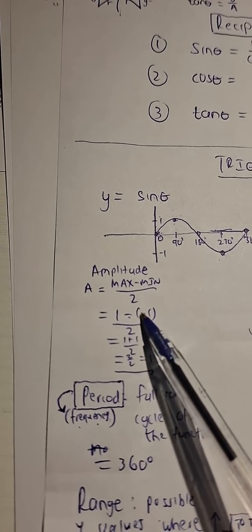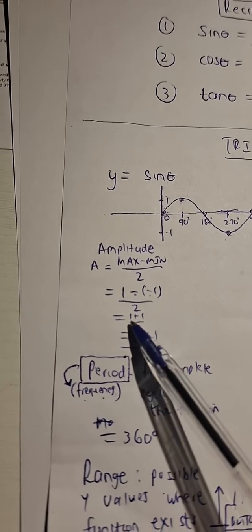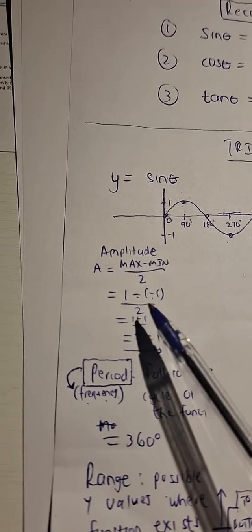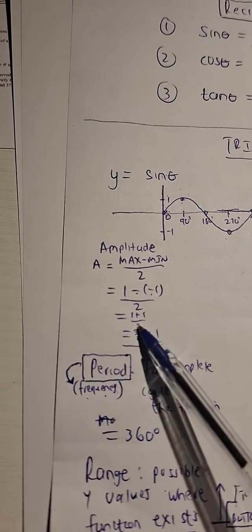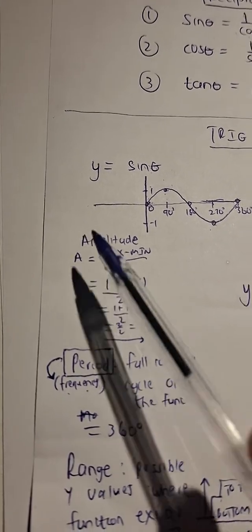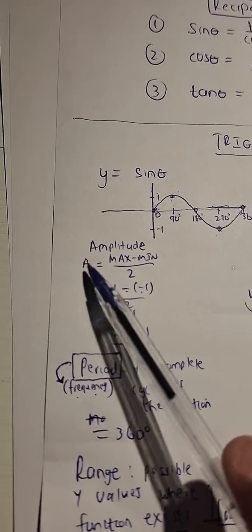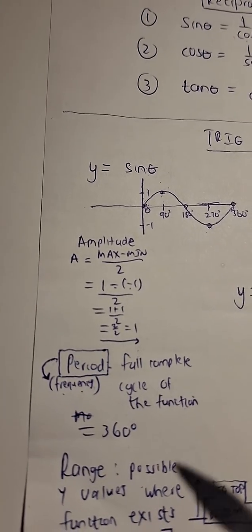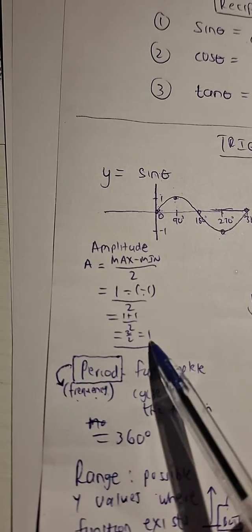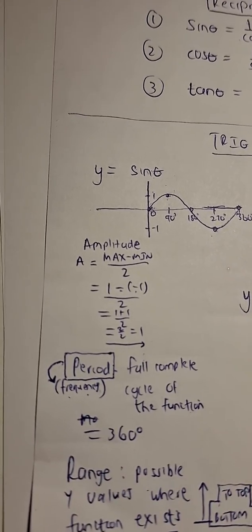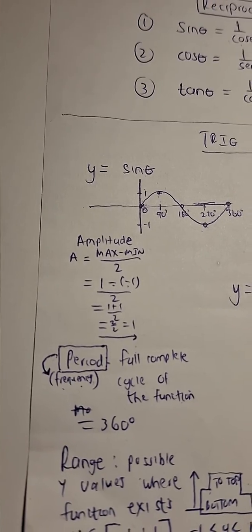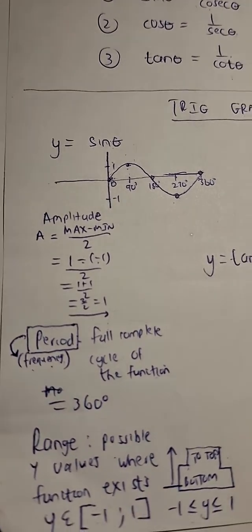So you say negative times a negative is a positive. So we have 1 plus 1 in the numerator. That 1 plus 1 gives you 2. 2 divided by 2 gives you 1. So that is our amplitude. Amplitude is distance, guys. It is a distance, so it is supposed to be positive. It can never be a negative number, the amplitude. Okay.